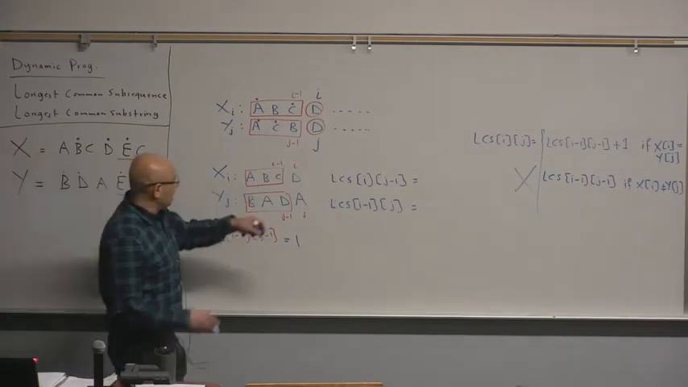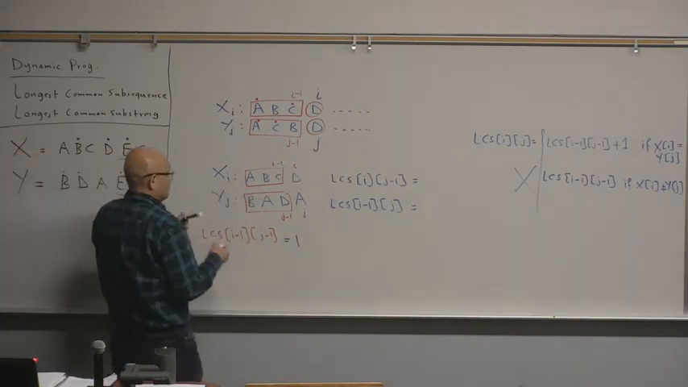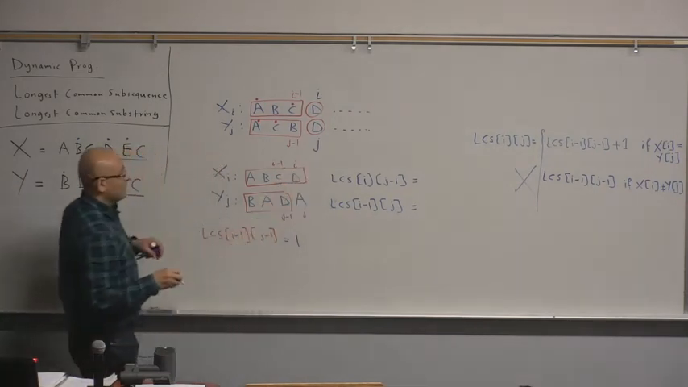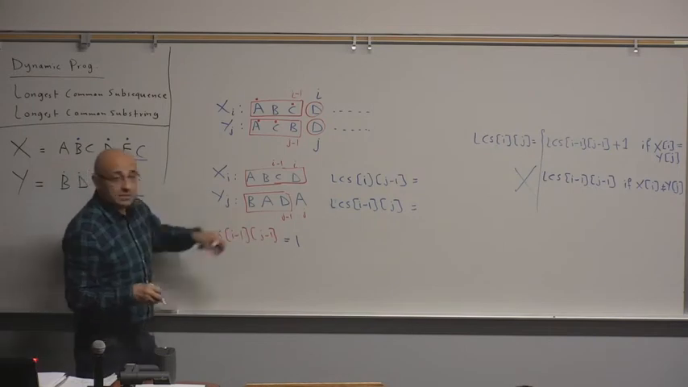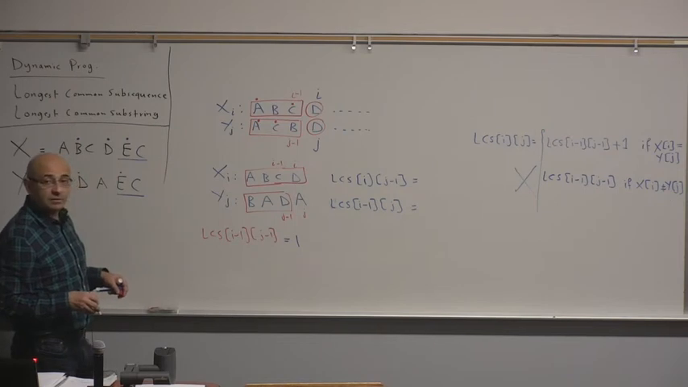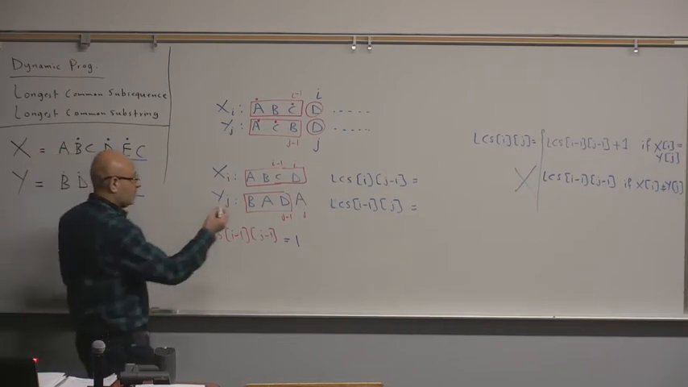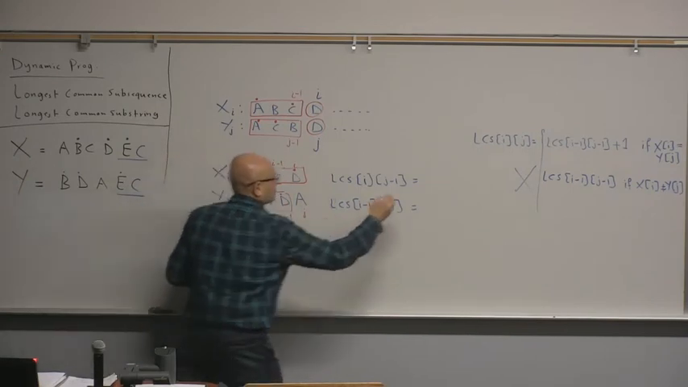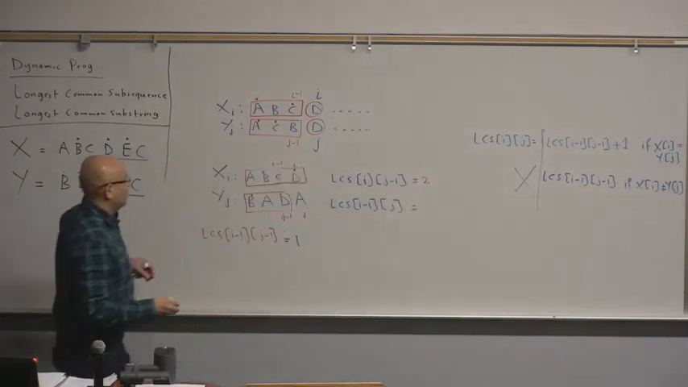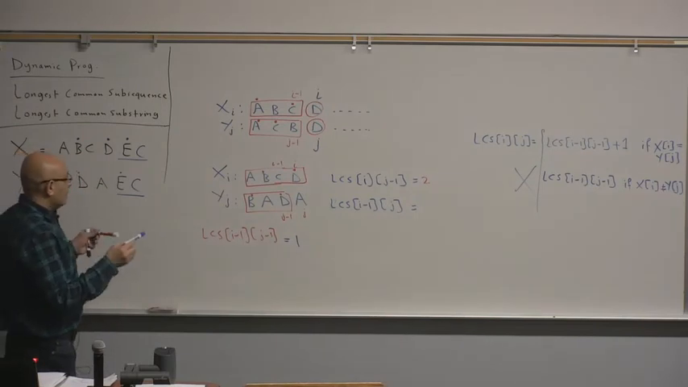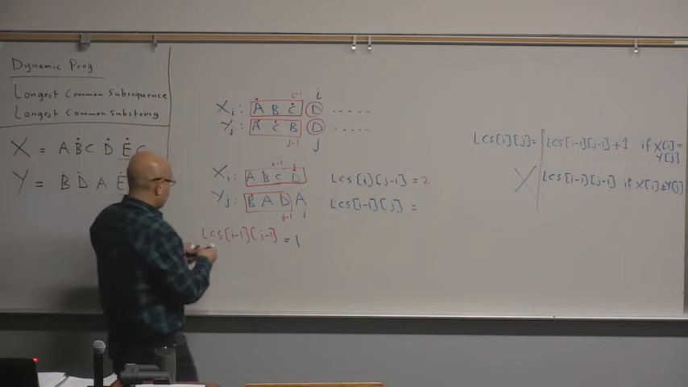So i and j minus 1, what is this going to be? This is going to be these four. This is i, and this is j minus 1. What's the length of the longest common subsequence here? 2. So this is this and this. 2. So this is i and j minus 1.